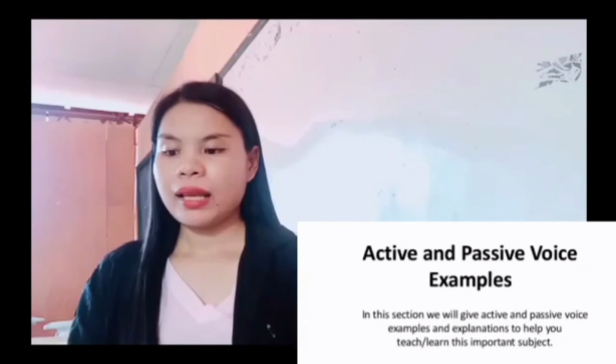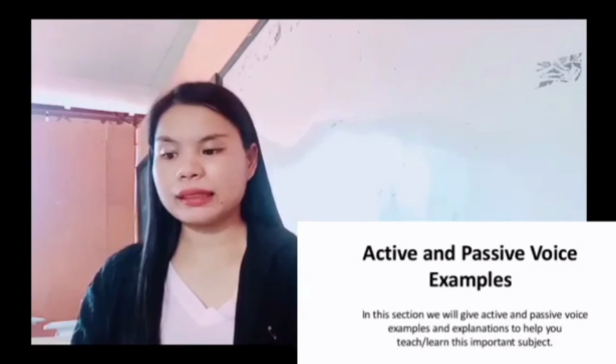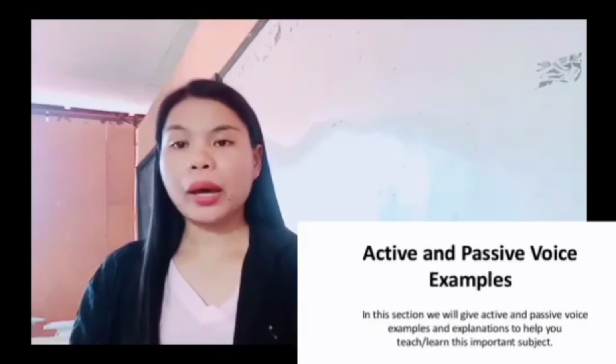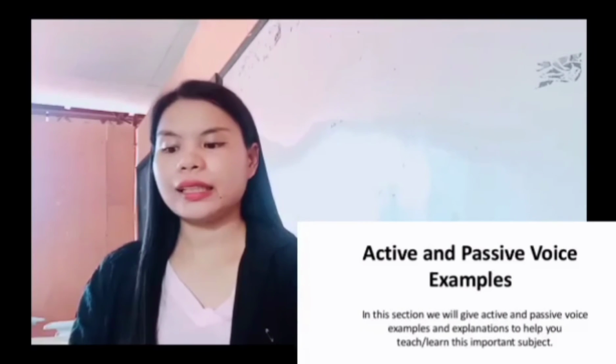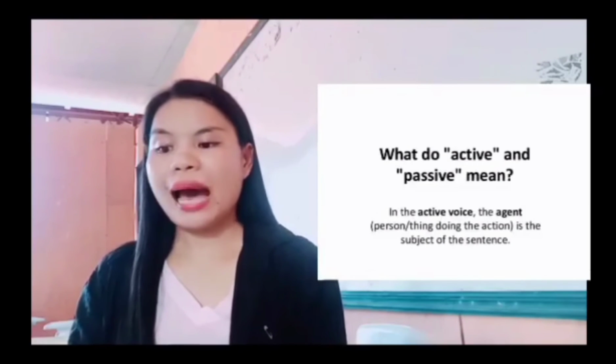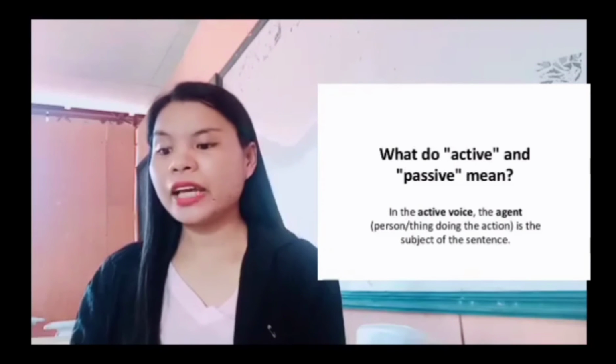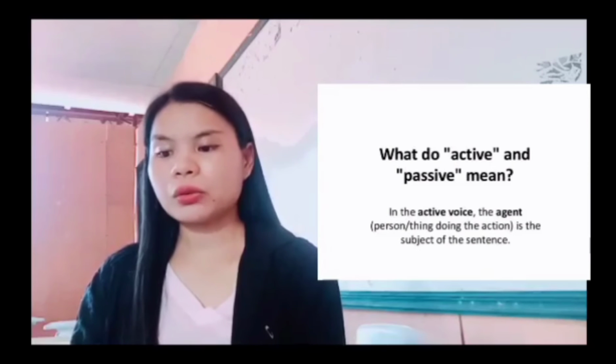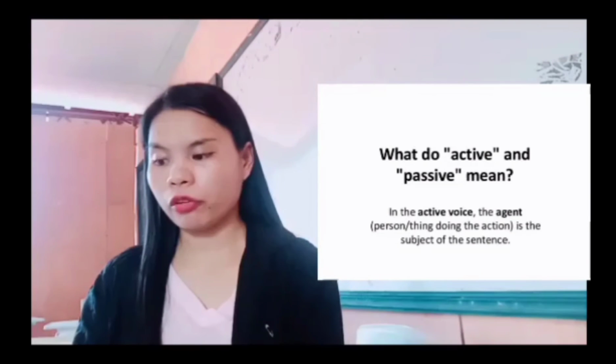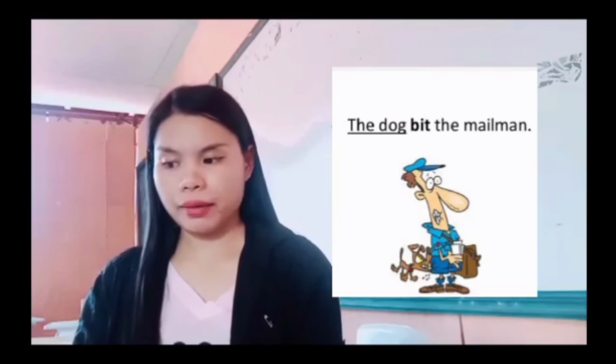So, active and passive voice examples. In this section, we'll give active and passive voice examples and explanations to help you learn this important subject. What do active and passive voice mean? In the active voice, the agent, the person or thing doing the action, is the subject of the sentence. For example, the dog bit the mailman.